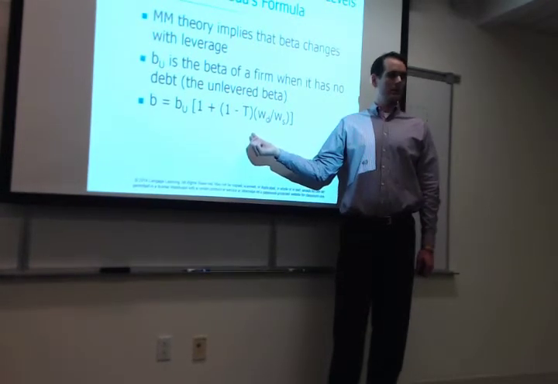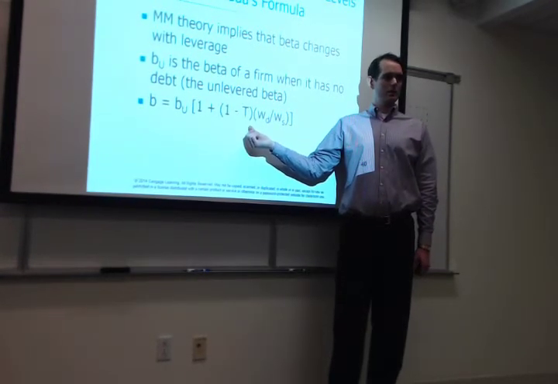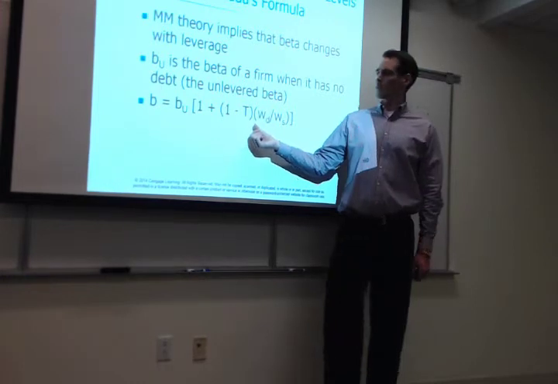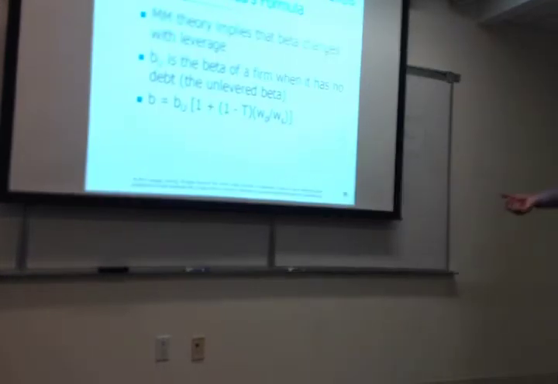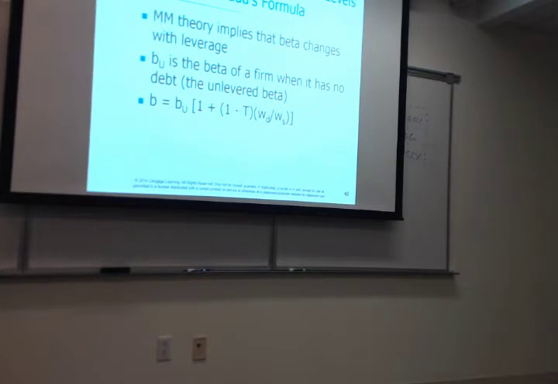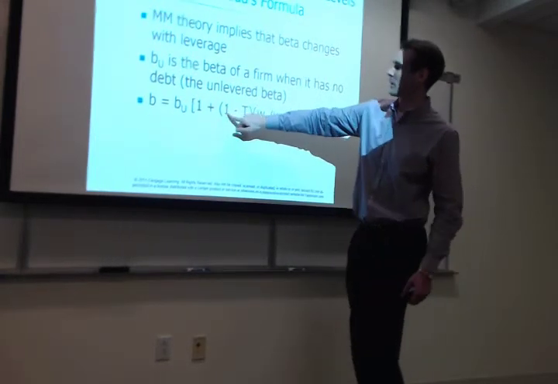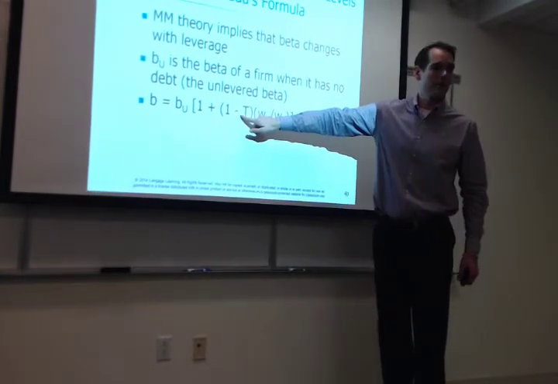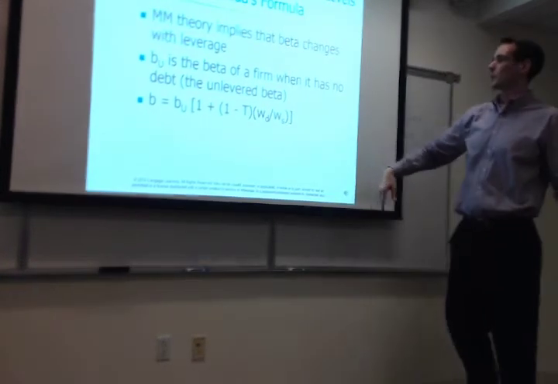So, what's lower, or one vote for lower? Actually, I don't even remember now. All right, so higher tax rate means more benefit for debt, right? Higher tax rate means more benefit, so that means lower beta. So the higher this is, the lower number this is going to be, because it's a 1 minus. So higher tax rate, lower beta.